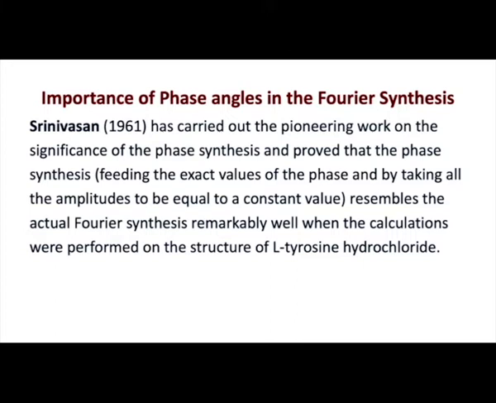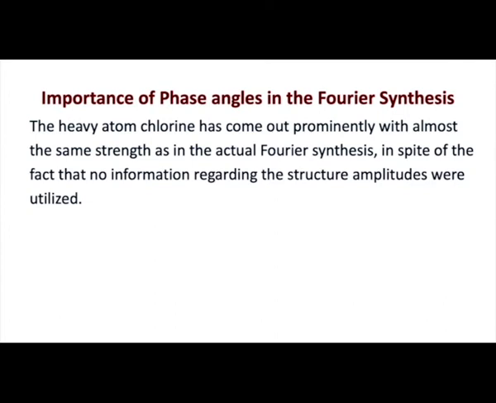The electron density in these 3 cases resembles the actual Fourier synthesis remarkably well, when he did the calculation on the experimental work performed on the small molecule L-tyrosine hydrochloride. The heavy atom chlorine has come out in the Fourier prominently, with almost the same strength as in the actual Fourier synthesis. When you say actual Fourier synthesis, I have fed in mod F h k l coming from the actual structure and phi h k l, the true phases, right.